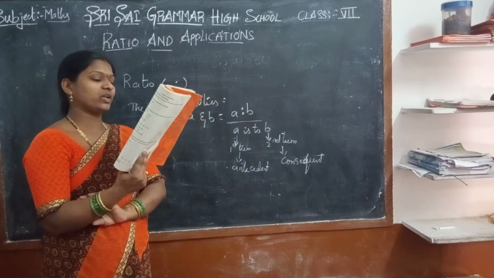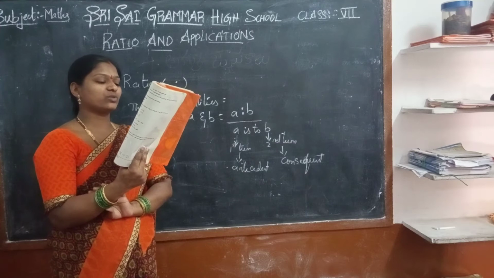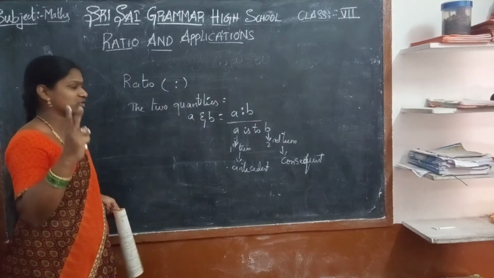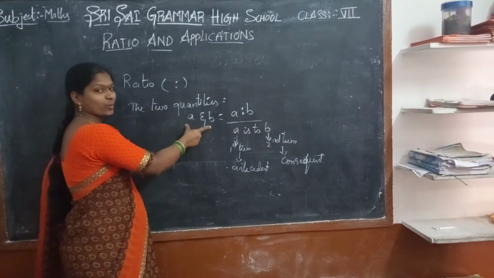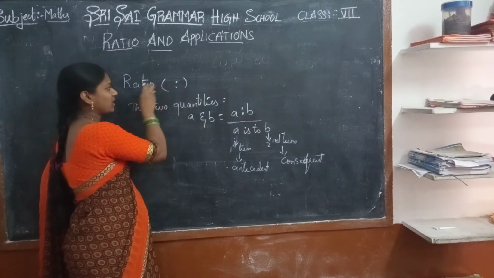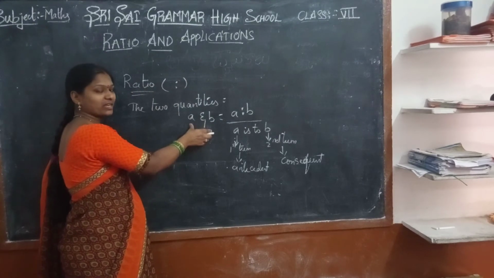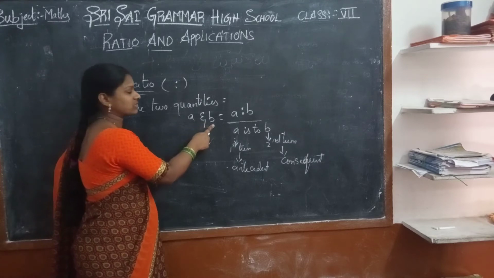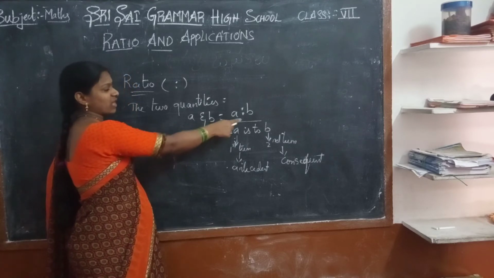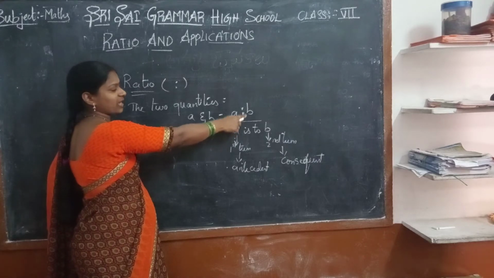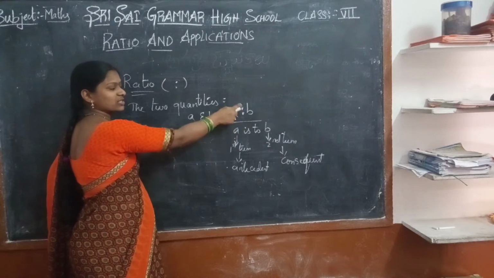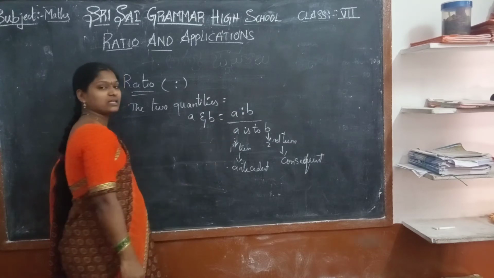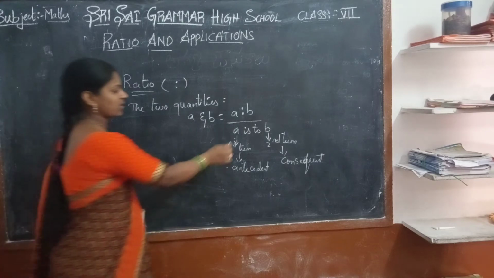in proportion. We use the symbol is as. For example, here we have seen the two quantities. In a ratio we are seeing two quantities: the first one is called the antecedent and the second one is called the consequent. The ratio symbol is A is to B, read with two dots. That is called is to.